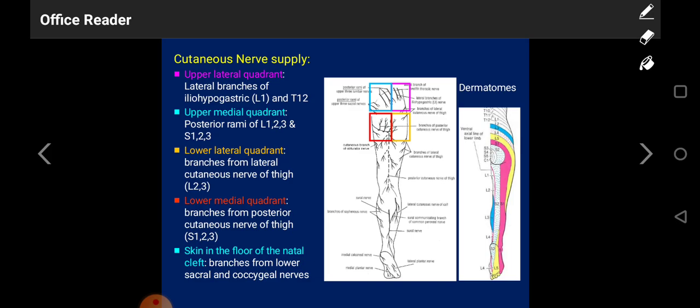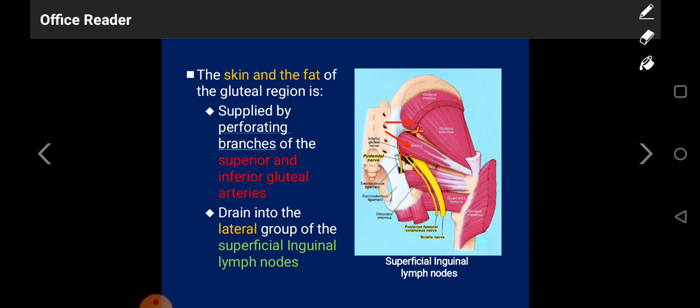The skin in the floor of the natal cleft is supplied by the branches of the sacral and the coccygeal nerves. The skin and the fat of the gluteal region is supplied by the perforating branches of the superior and the inferior gluteal arteries. They drain into the lateral group of superficial inguinal lymph nodes.